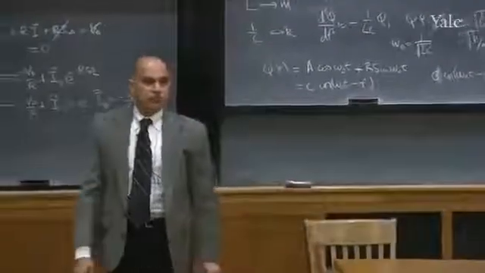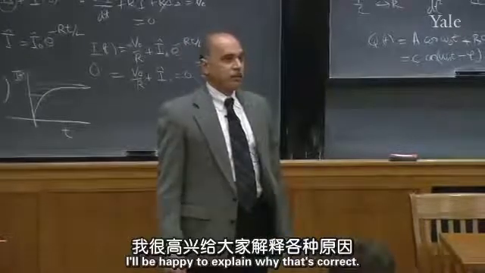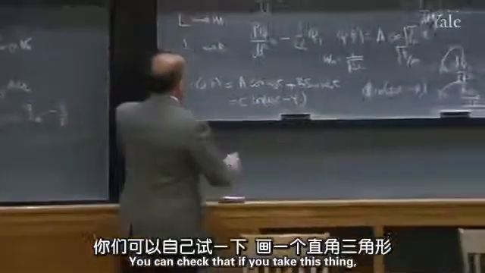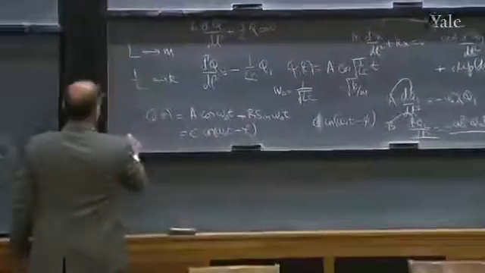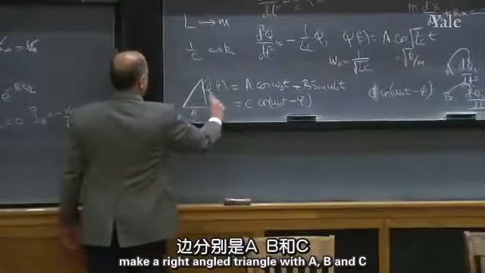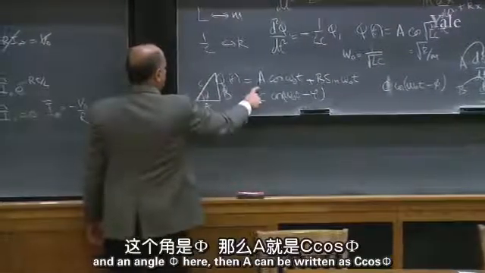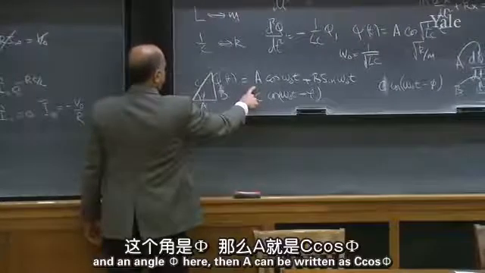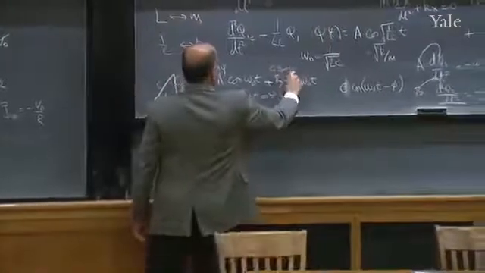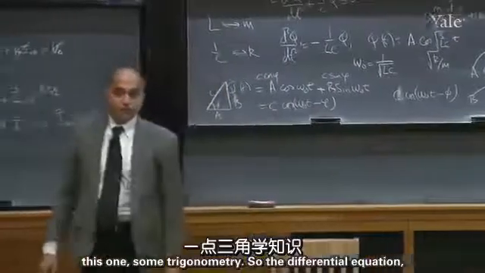Does anybody here have trouble, who does not know the details? I'll be happy to explain why that's correct. If you don't know, you should tell me now. You can check that if you make a right angle triangle with sides A, B, and C, and an angle phi here, then A can be written as C cosine phi, and B can be written as C sine phi. And that just happens to be cosine omega t minus phi, just from some trigonometry.